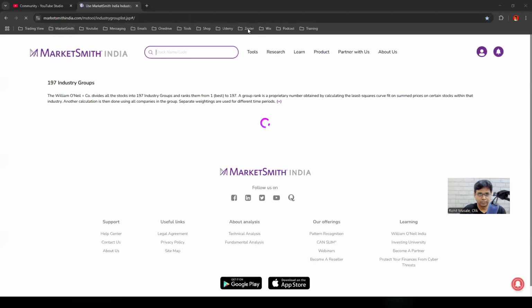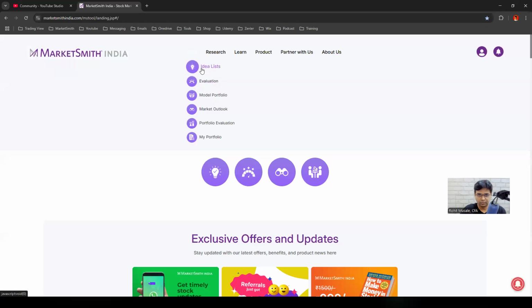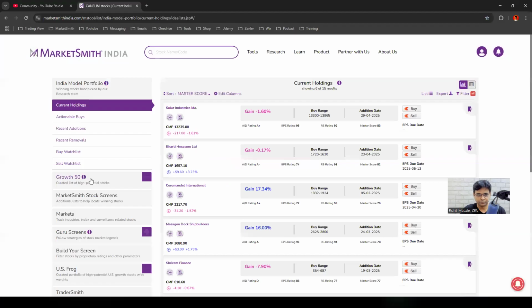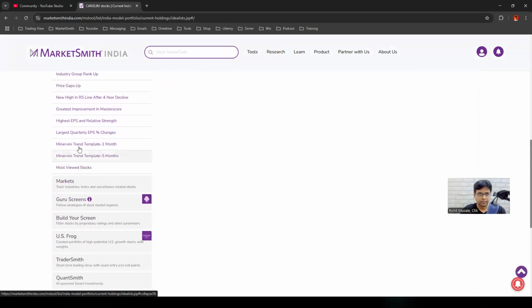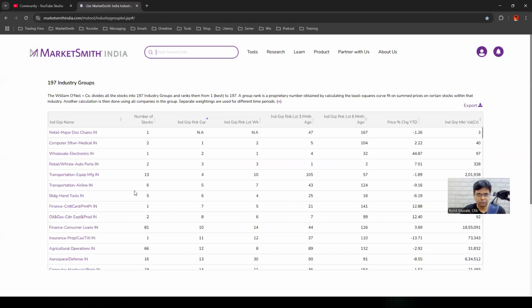Industry group. You can check this link, marketsmithindia.com/mstool/industrygrouplist.jsp. If you want to check here, go to homepage, then I think tools, then go to idea list, then you scroll down. Somewhere here it should be there. MarketSmith stock screen, industry markets. Yeah, see 197 industry groups. You see this same link.